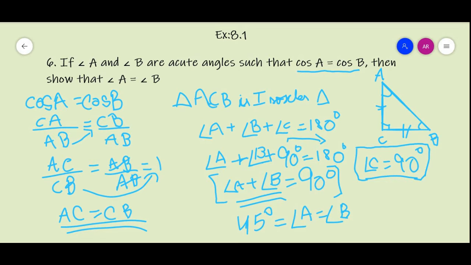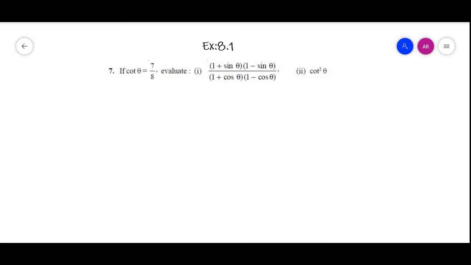This is a little complicated and a little twisted, but if you remember it, it is going to be super easy. That's it. We are done with the question, and at last we have proved that angle A is equal to angle B and each is also going to be 45 degrees. That's it. Let us have a look at this question that has been given to us. It is question number 7 of exercise 8.1. So let's just start it.